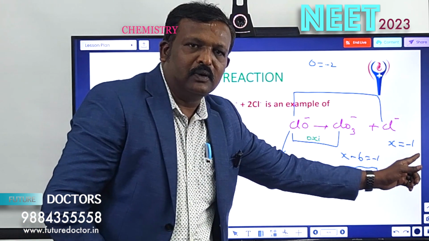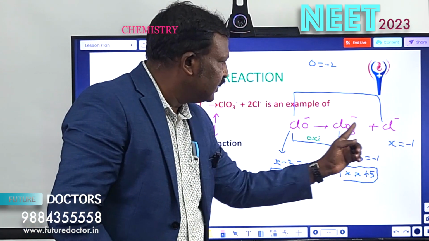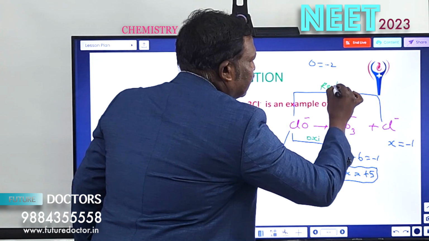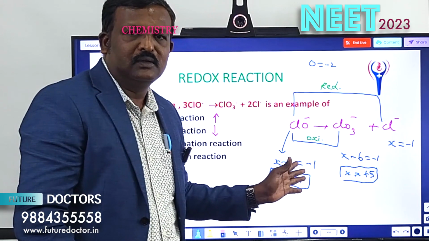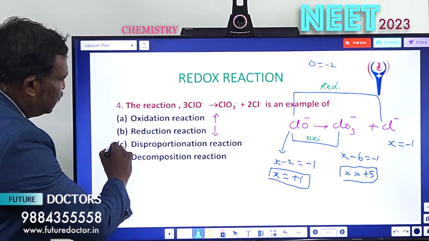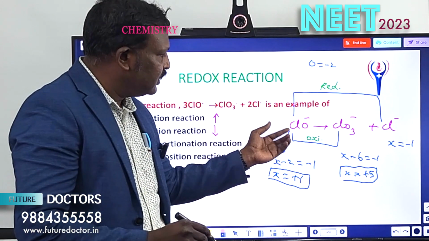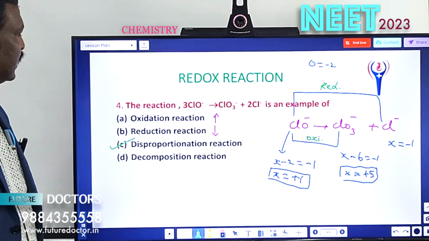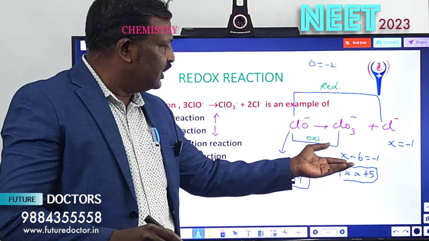+1 becomes -1. The oxidation number decreases. That's why it's called reduction. The same species can be oxidized as well as reduced, so it's called a disproportionation reaction. Here, chlorine is the one species that is oxidized as well as reduced. So C is the correct answer. You must know the oxidation number, only then can you solve this sum.